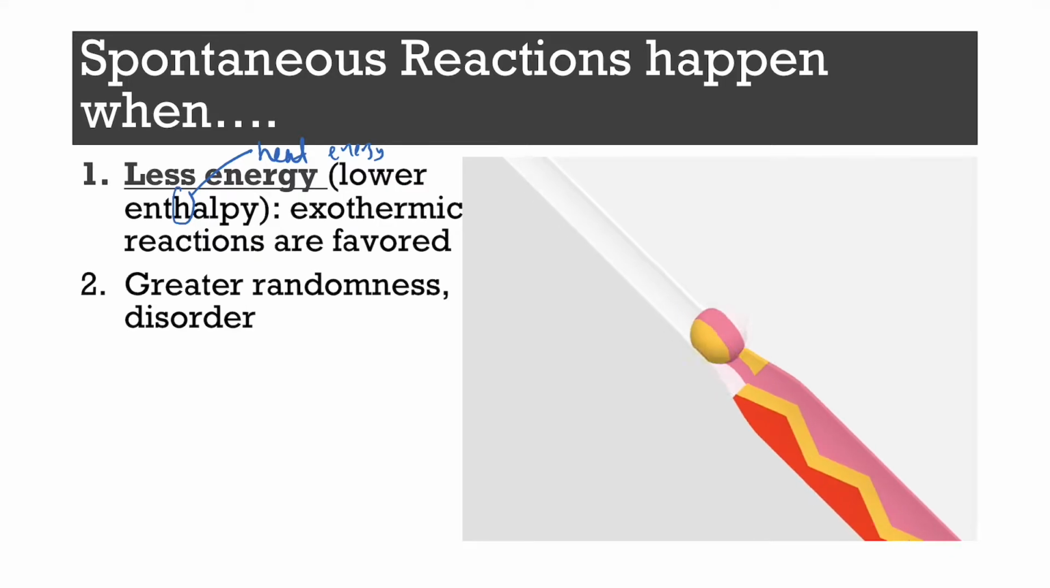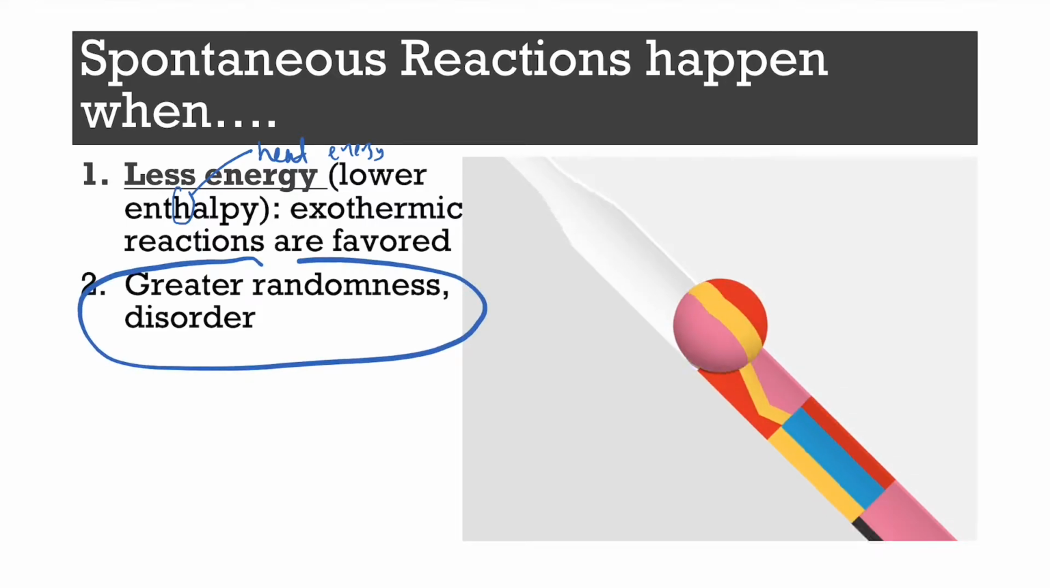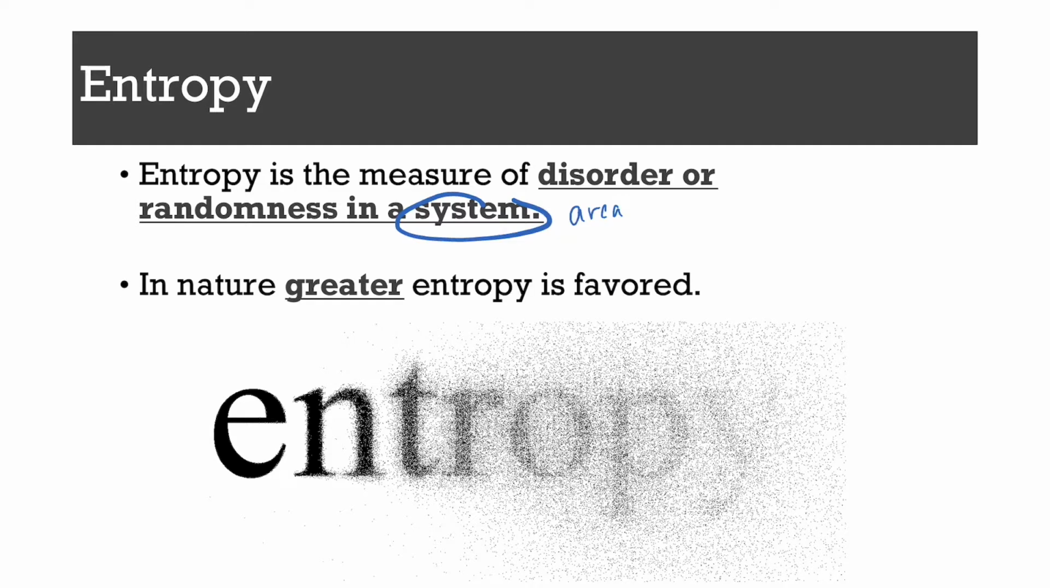It also happens when you have great randomness or disorder, and this brings us to a new vocabulary term, which is entropy. Entropy is the measure of the disorder or randomness in a system, and a system is a fancy word just for area. Generally speaking, nature favors greater entropy, so it favors more randomness, more disorder.